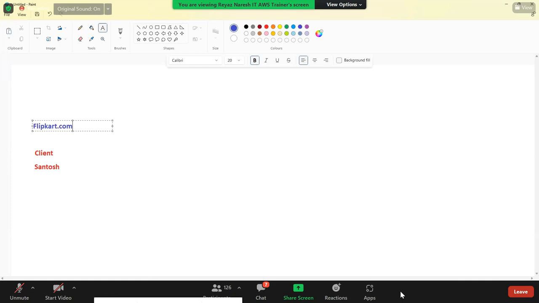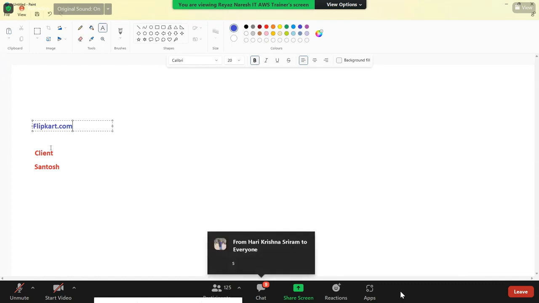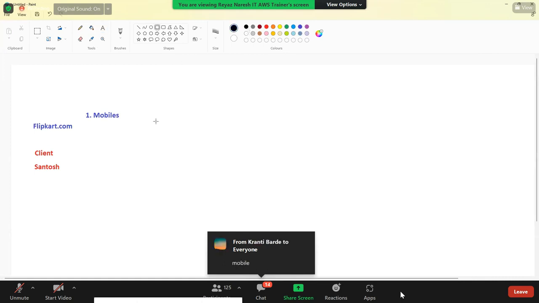Whenever you find time, you go to Amazon and search. Few people search for watches, few for shoes, few for nice t-shirts, few for mobiles. Yes or no? Let's say you take Amazon or Flipkart, whichever it is. Let's say Santosh is fond of mobiles. So the first time he went and searched for mobiles, window shopping.